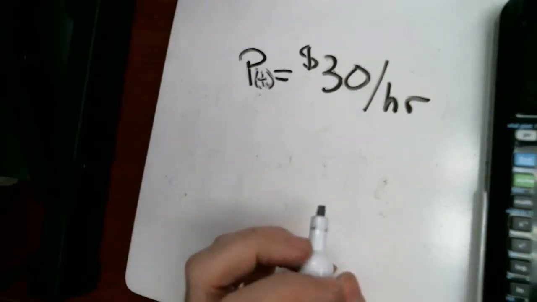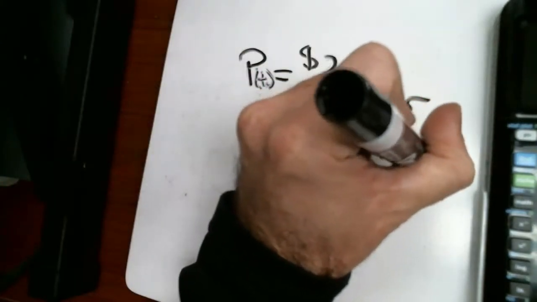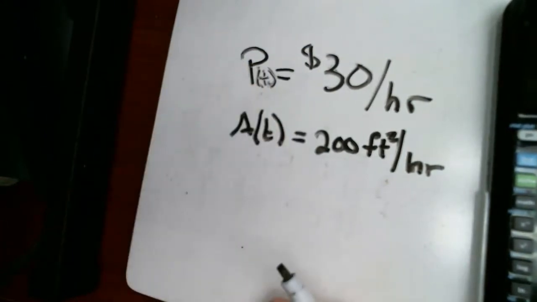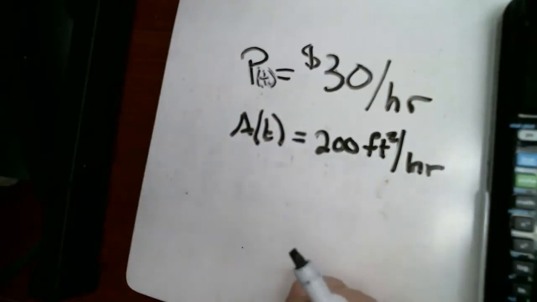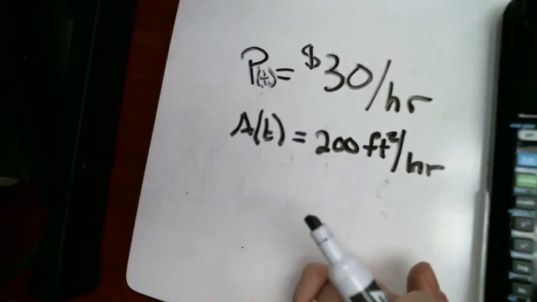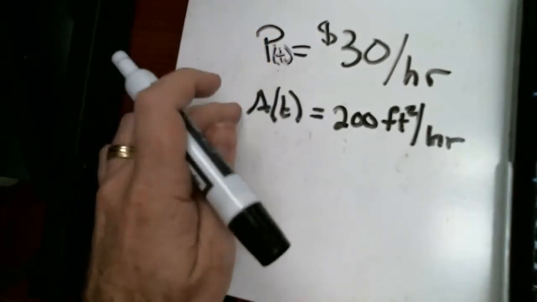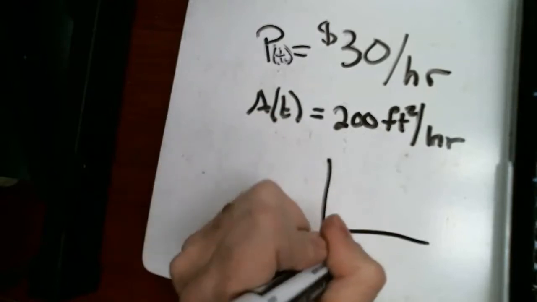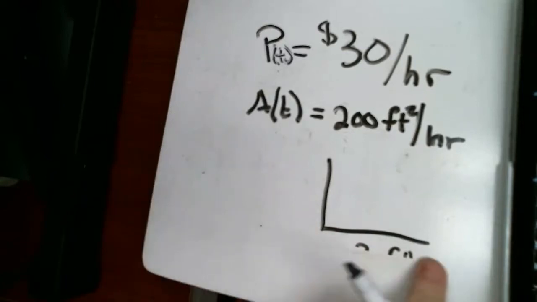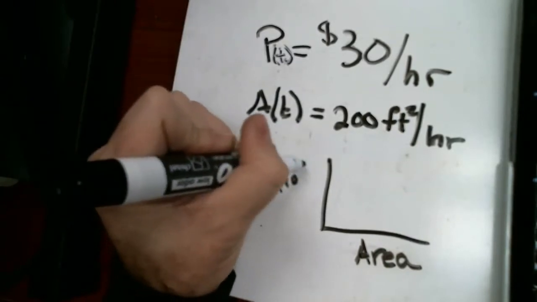Second, it says on average she paints 200 square feet an hour. So this would be an area thing in terms of time. We've got two things there that depend on time at the same time: profit and the amount of work that got done. So what the book does, it says, well, we're going to treat this one like it's x and this one like it's y. They're going to put the area painted here, and they're going to put the profit.